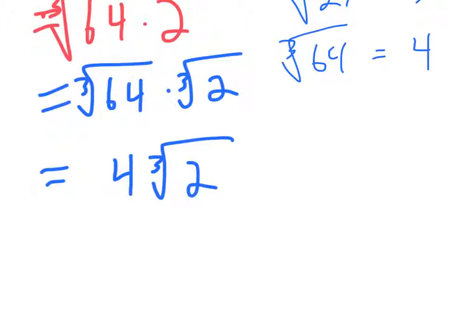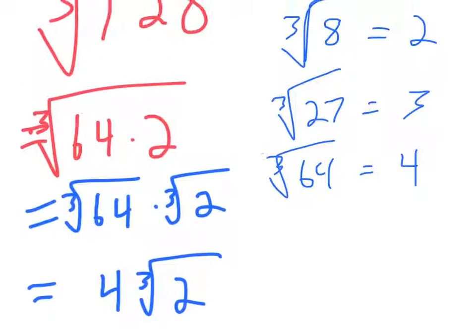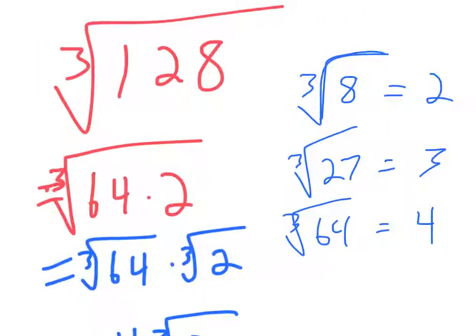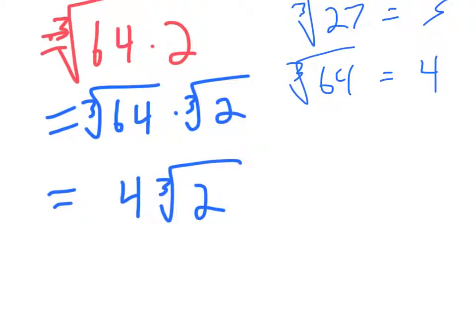So we simplified that radical a lot. We started with the cube root of 128, and the number inside the root turned all the way down to a 2 by factoring out the biggest thing we could.